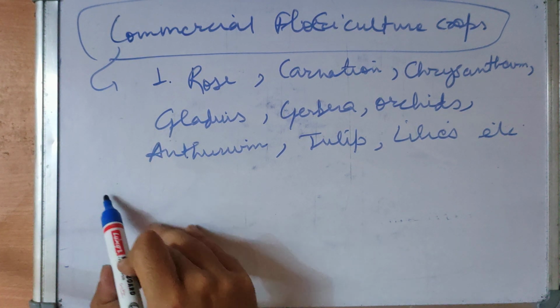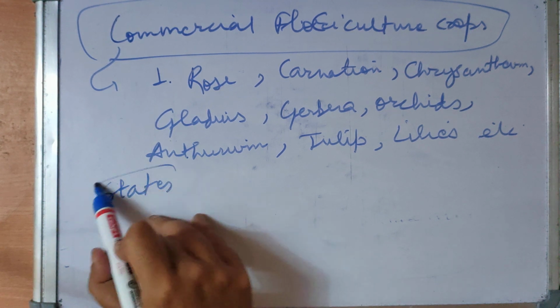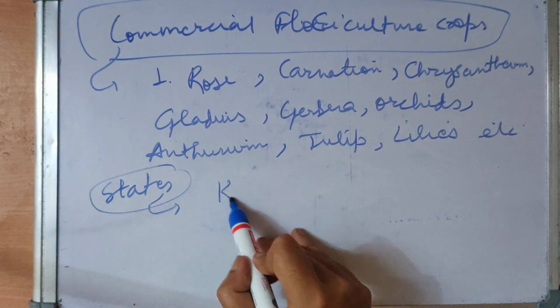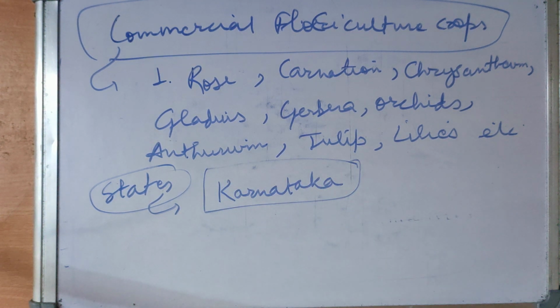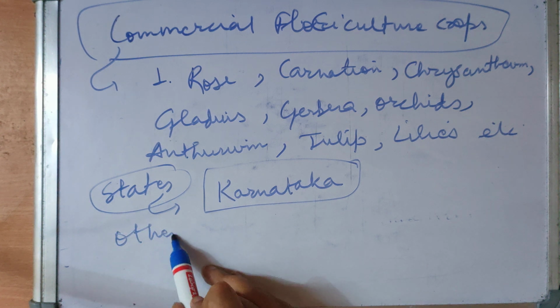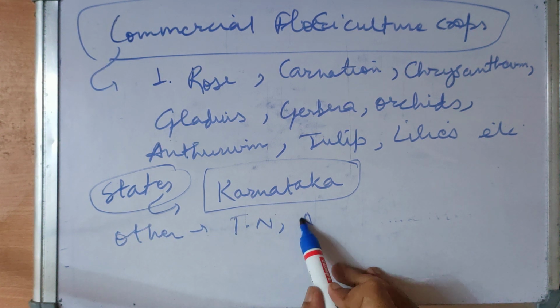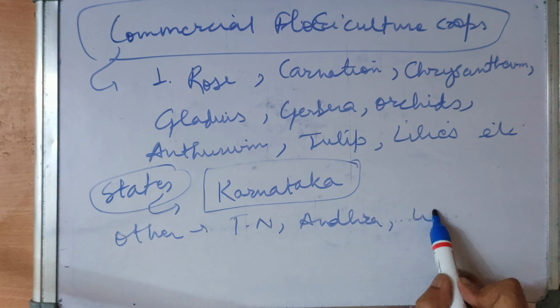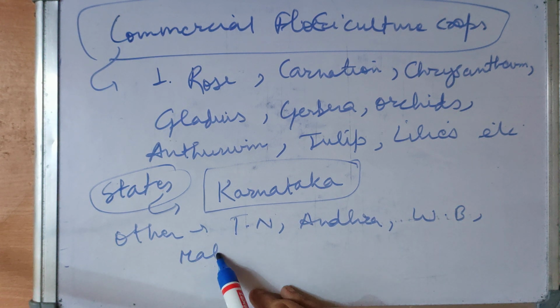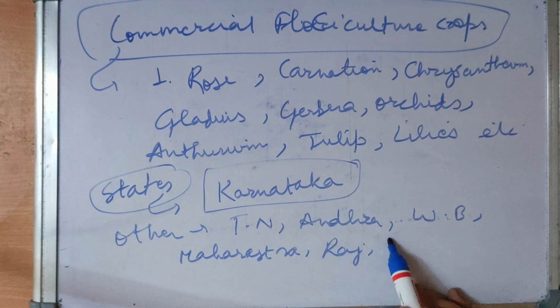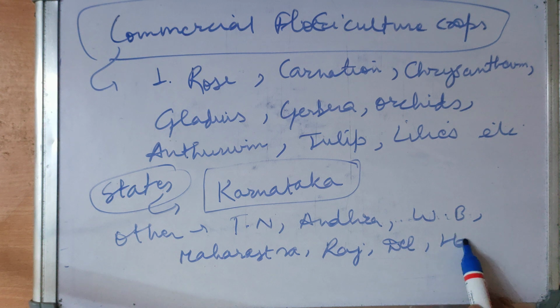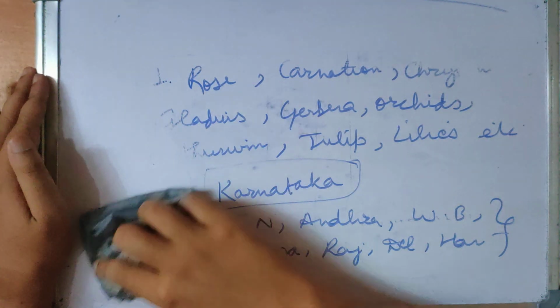Now, which states are mostly doing commercial floriculture? The major state is Karnataka, which is the leader in floriculture in India. Other states doing well are Tamil Nadu, Andhra, West Bengal, Maharashtra, Rajasthan, Delhi, and Haryana. These are also major producers of floriculture. So this was about commercial floriculture crops. I hope you understand this.